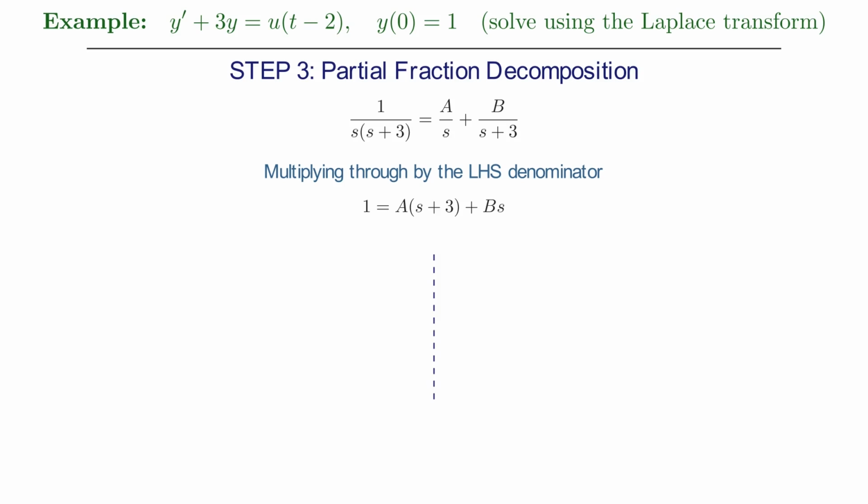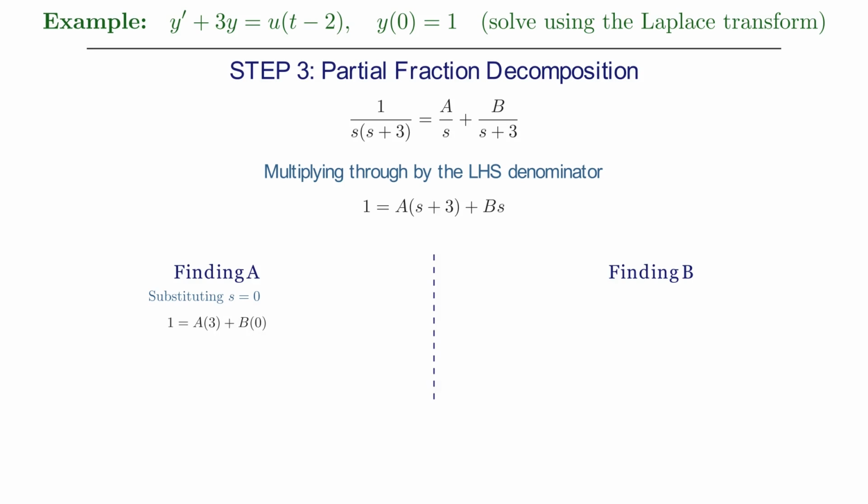However, here I can choose particular values that will eliminate A or B. If I want to find A, I can make the B vanish by choosing s equals 0, because B is multiplied by s. So here, substituting s equals 0, this gives me 1 equals A times 3 plus B times 0.